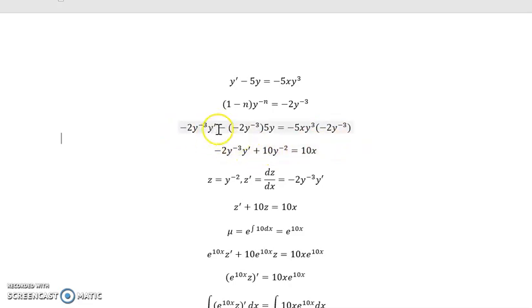For the second term here, my signs cancel. 2 times 5 is 10, and then y to the negative 3 times y to the 1 reduces, when I add the exponents, to y to the negative 2. And on this side, negative 5 and negative 2 gives me 10. The x stays the same, and then the y to the 3 and the y to the negative 3 cancel, which is what we were trying to achieve in the first place.